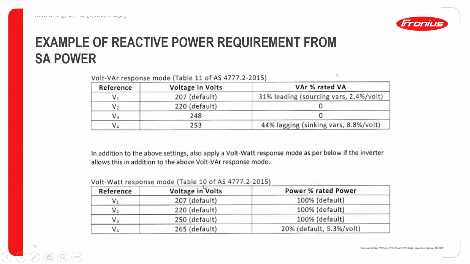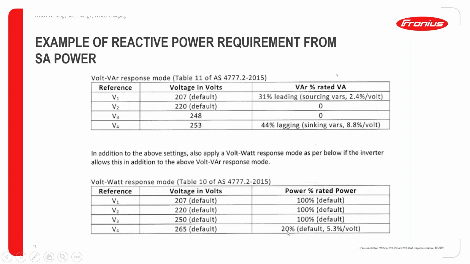The Volt-Watt response mode table is very similar. As you can see here, you've got 207 volts, no power reductions, 220, the inverter can produce the maximum power, but as soon as the voltage increases above 250 volts, and if it hits the maximum 265 volts, then the inverter must reduce its power to 20% of the maximum watts capacity. Okay, so maximum watts capacity of the inverter.